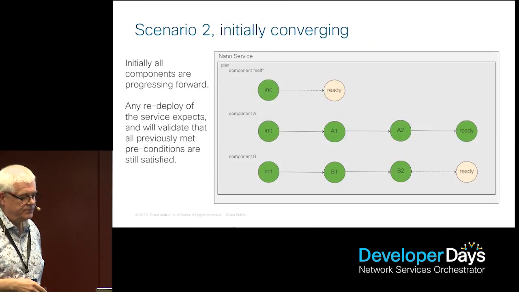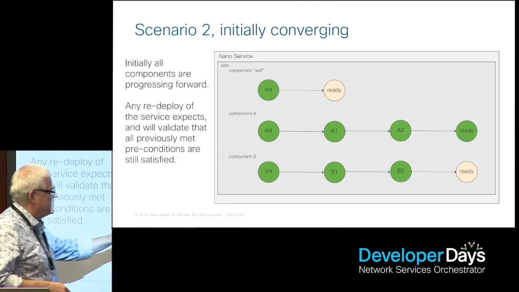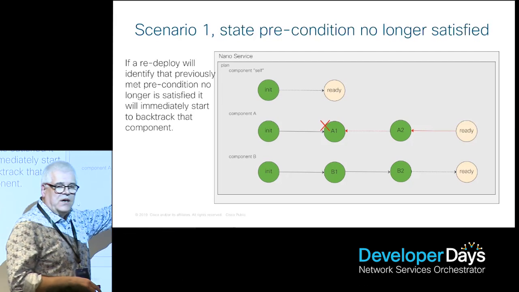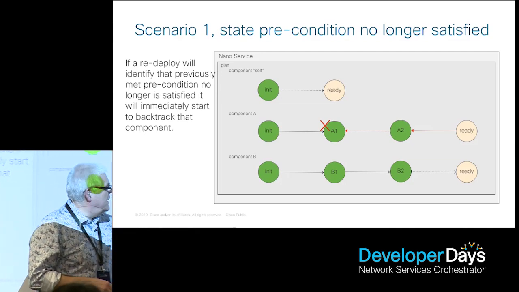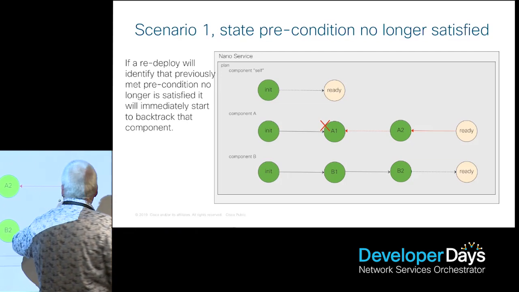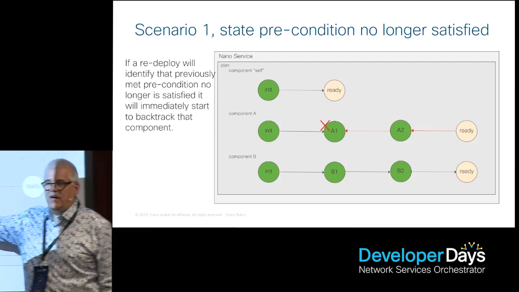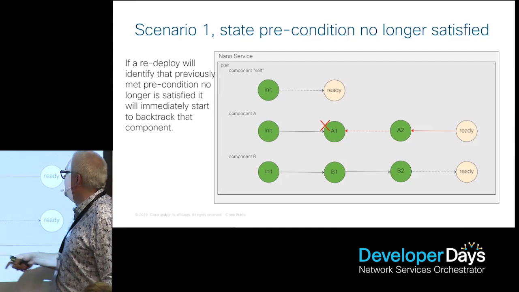The other one, starting with the same thing, the service is almost there. And now, when we do a redeploy, we find out that this precondition isn't there anymore. So we need to backtrack. We need to remove the stuff that we did that we weren't allowed. We are no longer allowed to have it. We were allowed, but no longer.